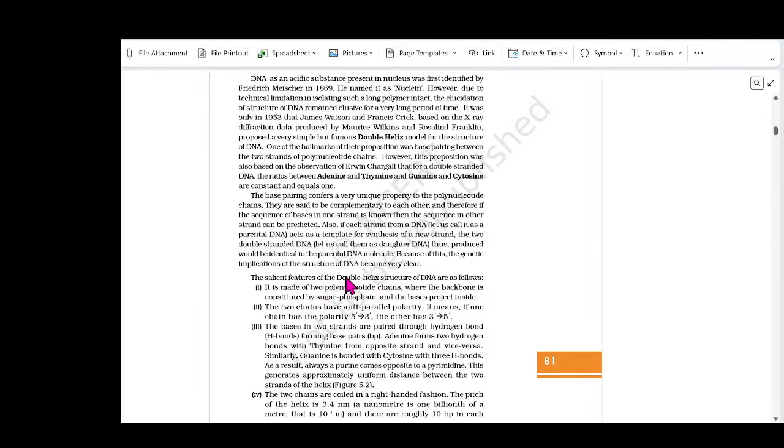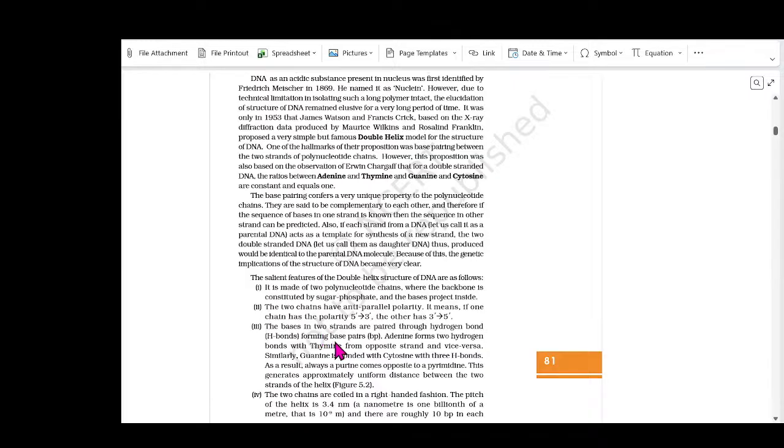The salient features of the double helix structure of DNA are as follows. It is made of two polynucleotide chains where the backbone is constituted by sugar-phosphate and the bases project inside. The two chains have anti-parallel polarity. It means if one chain has the polarity of 5' to 3', then the other has 3' to 5'. The bases in the two strands are paired through hydrogen bonds, forming base pairs.